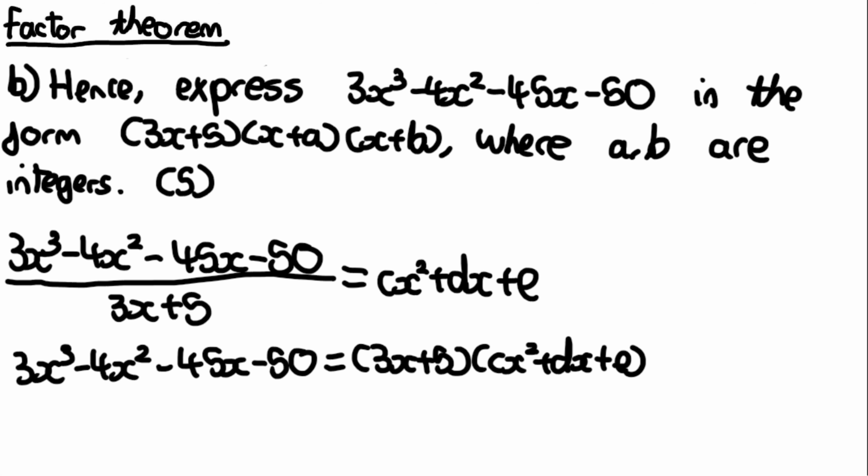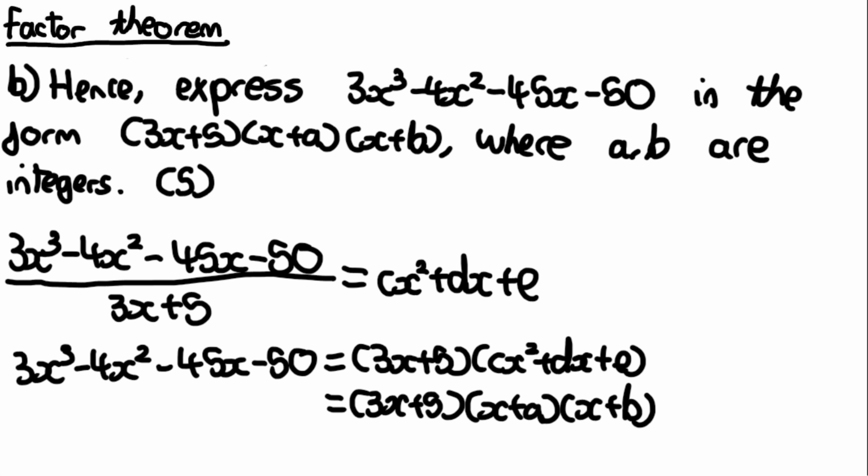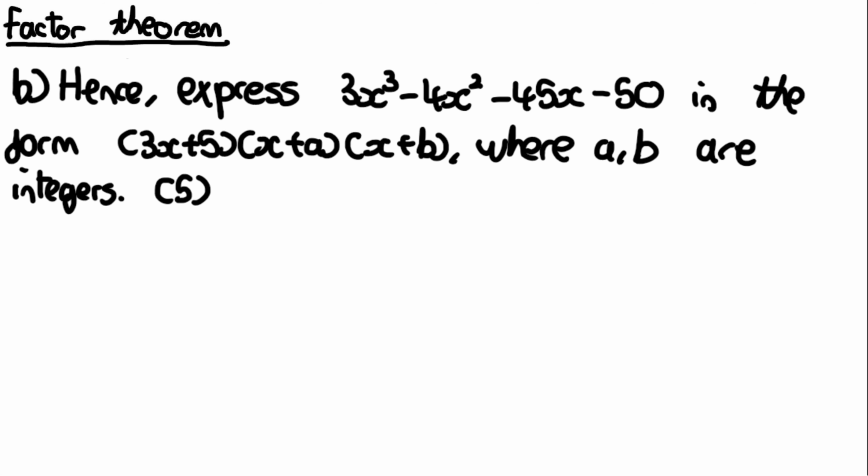And the way we can easily solve this is by factorising this quadratic here, which will be equal to 3x plus 5, and then we factorise the quadratic into two brackets, which is going to be x plus a, x plus b. And this is why we do the algebraic division, so we can find this quadratic and then factorise it in order to find these two brackets here. So now let's actually do the algebraic division. If you don't know how to do algebraic division, then you'll have to watch the algebraic division video.